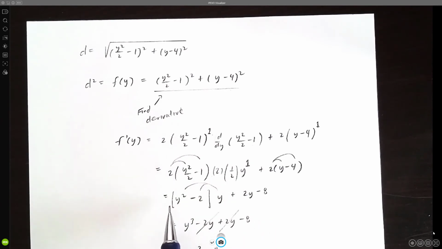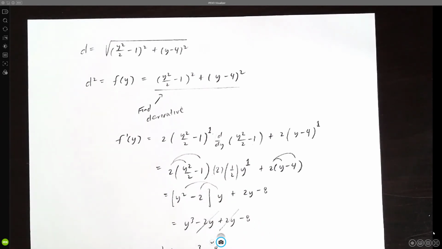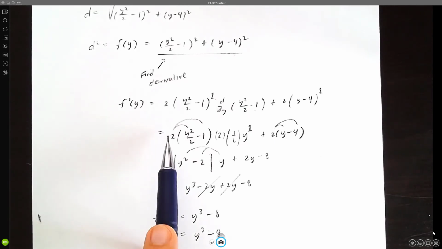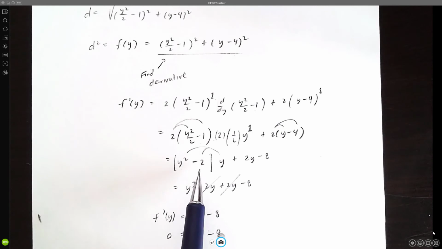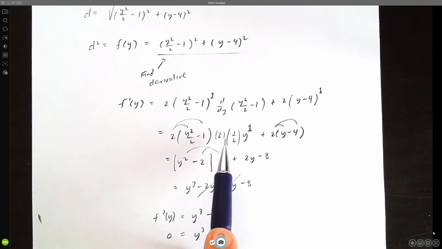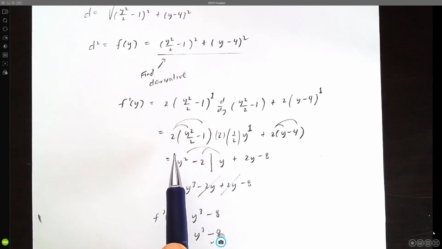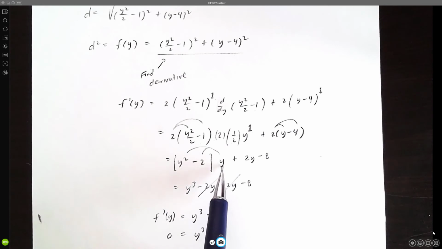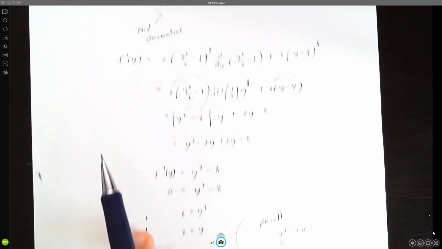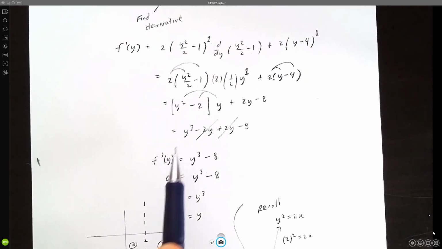And we're just cleaning things up here. We're distributing. This times this, the 2's cancel out. This times this becomes negative 2. And don't forget the brackets here, because this is all being multiplied. You can see that these cancel. We have y here. And now we're doing distribution. This times this becomes y cubed. This times this becomes negative 2y. We're just copying this down here. These y's cancel. And so therefore the derivative is going to be y cubed minus 8.